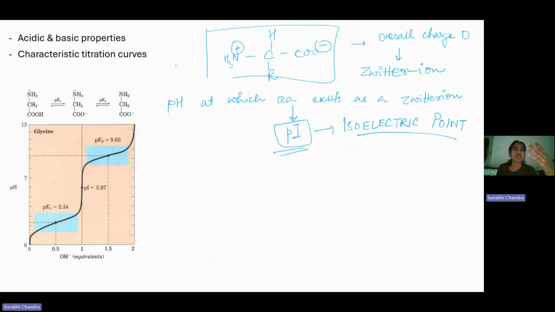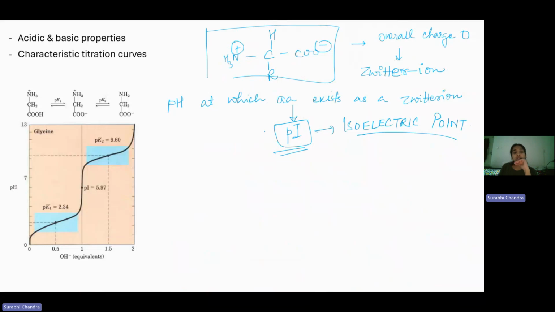If it's positively charged, it will be repelled away from the positively charged electrode, and it will tend to move towards the negatively charged one, and vice versa in the case of a negatively charged amino acid. But when it is neutral, or its overall net charge is 0, then it does not move across an electric field when an electric field is applied to it.